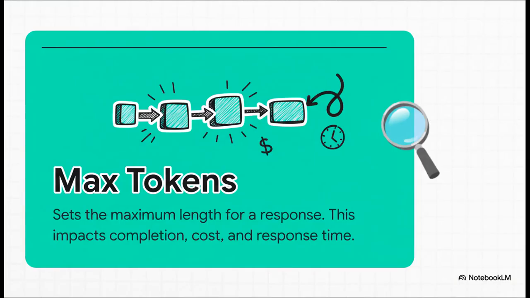The most basic guardrail here is max tokens. It does exactly what it sounds like. It sets a hard limit on how long the AI's response can be. This is super important for preventing sentences from getting cut off mid-thought, but it's also crucial for controlling costs and how fast you get a response, since you're often paying by the token.